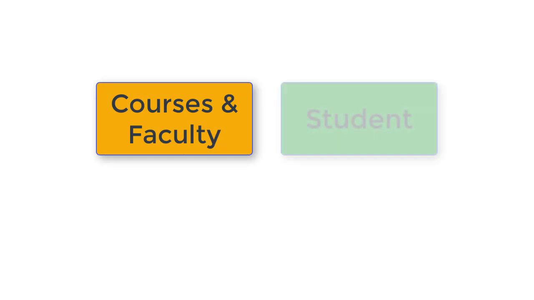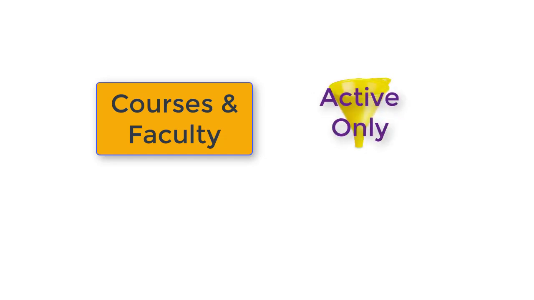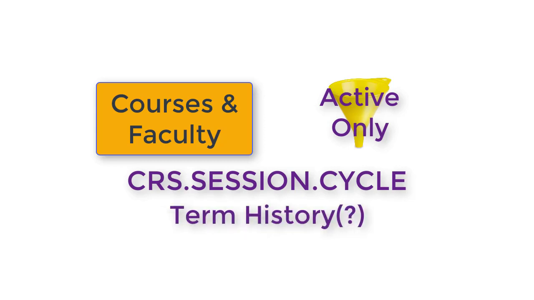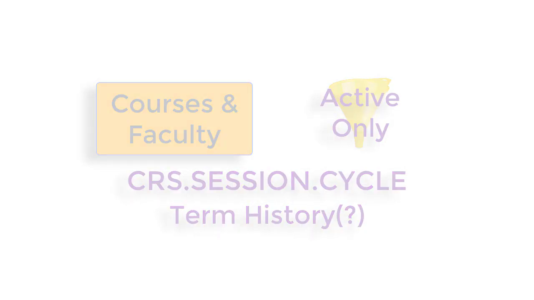So we know a few things just from looking at the request. We will need to examine courses, so we're likely to need either the courses and faculty or the student universe. Since nothing about students is mentioned, our best bet is to start out with the courses and faculty universe. We will need to filter the query to only provide active courses. We'll show how to do that in later training. We must open up COFF to confirm the CDD name for crs.session.cycle and to try to determine what data we're looking for as the, quote, term history, end quote.